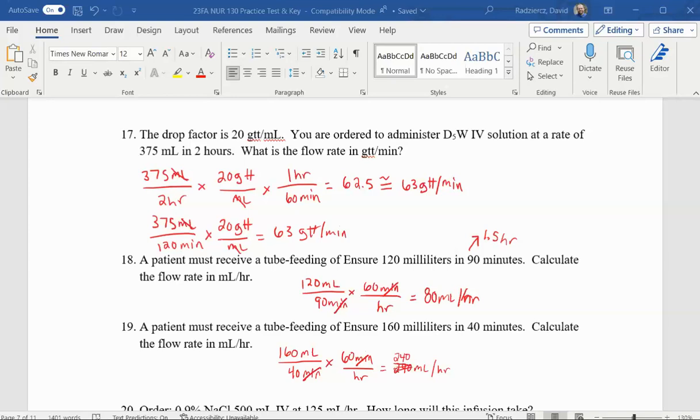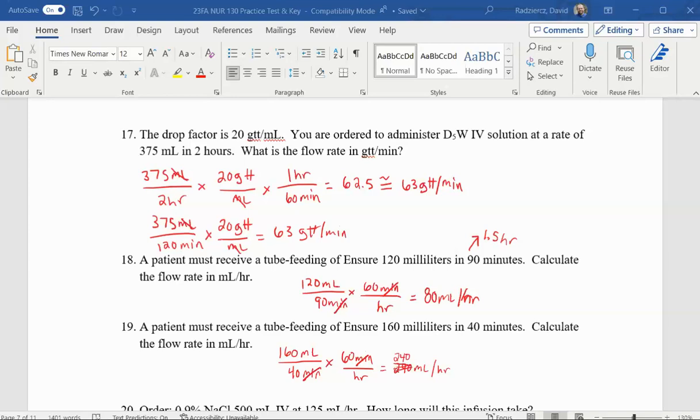All right. So flow rates, as a reminder, flow rate just means that we have a volume over time. Usually the flow rate is milliliters per hour. Sometimes it's milliliters per minute. Sometimes it's drops per minute. But if a question asks you to calculate the flow rate, it would be milliliters per hour.